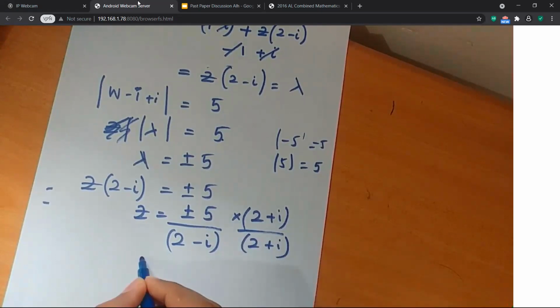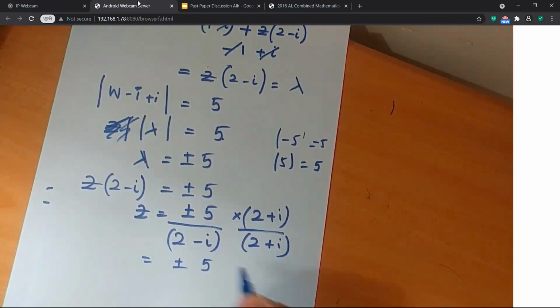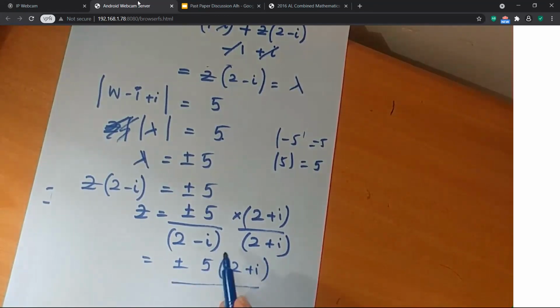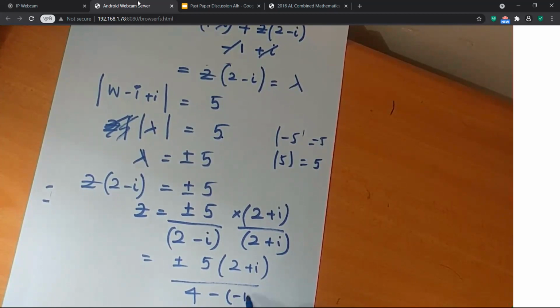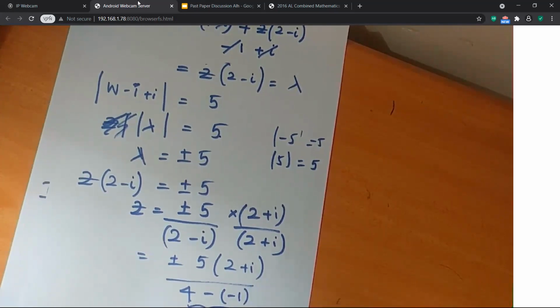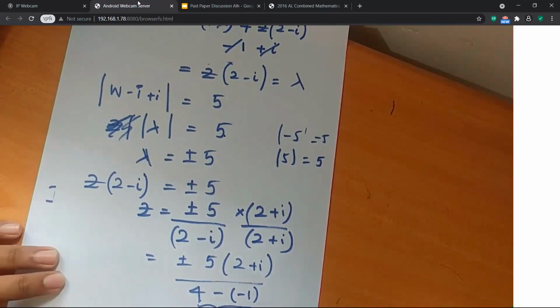We'll get plus or minus 5 times 2 plus i over, what is this thing? The difference between two squares. 2 squared is 4 minus i squared. So minus i squared is how much? Minus 1. 4 minus minus 1 is 5. Cancel these two off. So what is the answer again? Plus or minus 2 plus i.